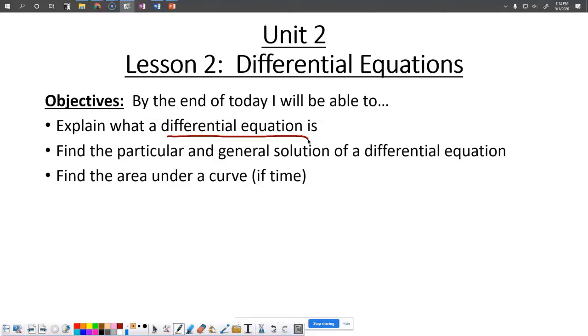And there's two kinds. One is called the particular and one is called the general. So hopefully you'll know what those are and what the difference is between them by the end of the day. And if there's time, we'll also talk about how to find area under the curve. So let's go ahead and jump in.